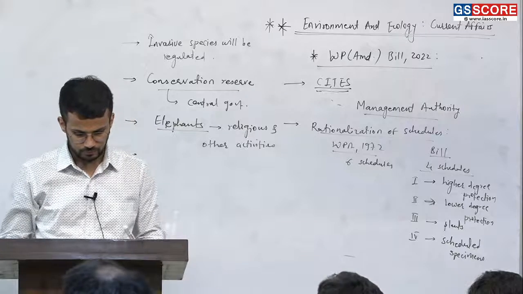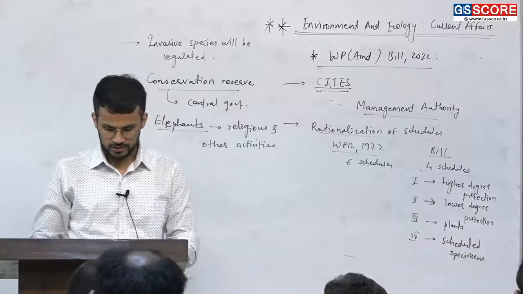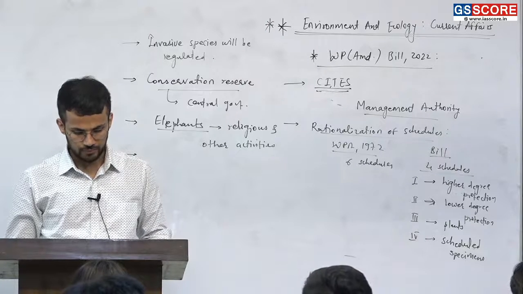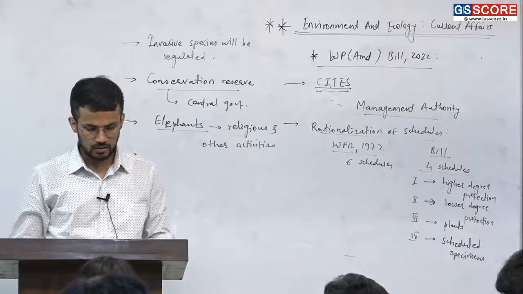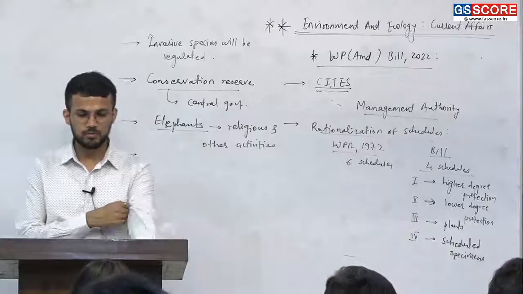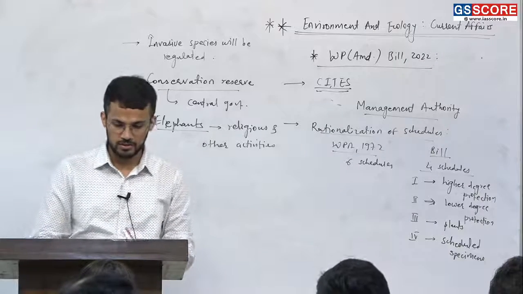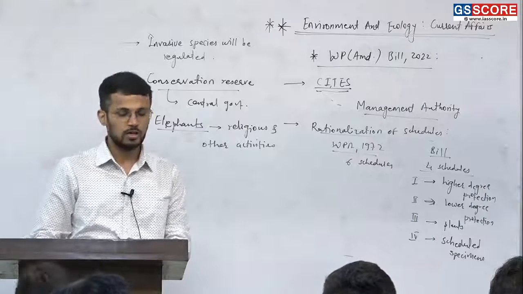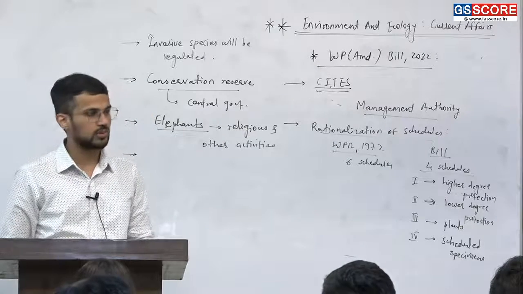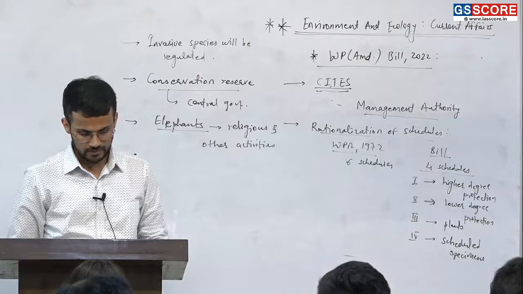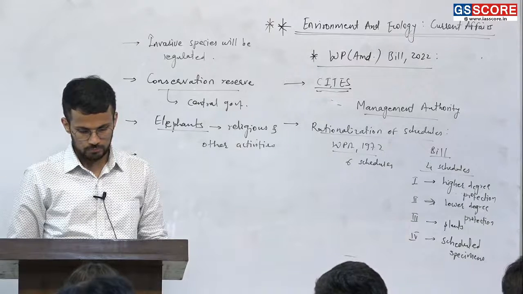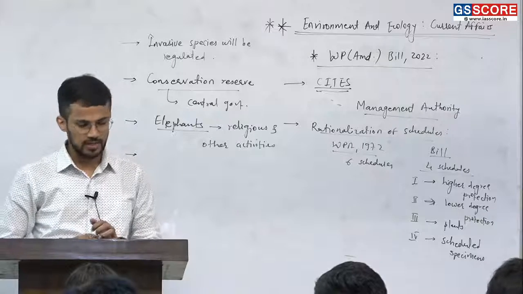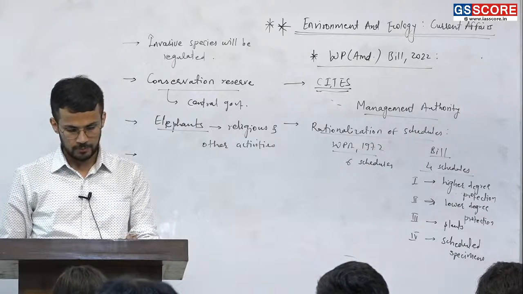Next is Australia's Reef 2050 plan. So we know that in the northeastern part of Australia we have the Great Barrier Reef, and this Great Barrier Reef is composed of more than 2,900 individual reefs and 900 islands. So it is a World Heritage Site, and this tag it received in 1981.